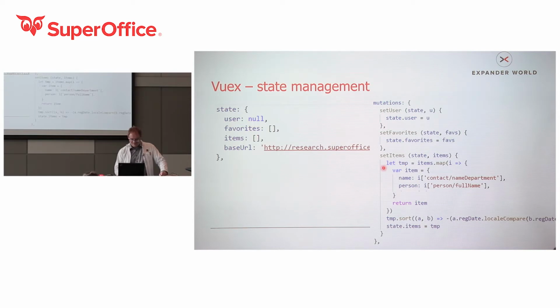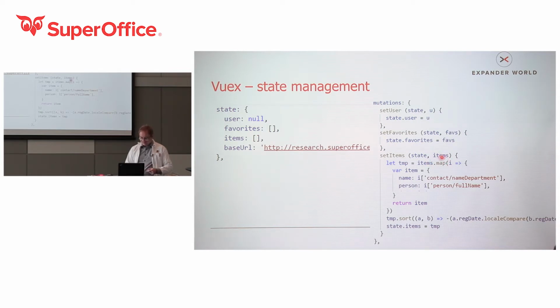Then I have a bunch of mutations. These are ways of indicating I'm changing the state. So I can say set user, and it basically says, okay, put the parameter back into the user object, and this user here is the same as user over there. Same thing here: put favorites, put them in.